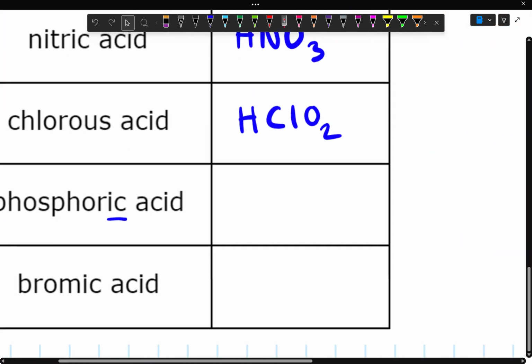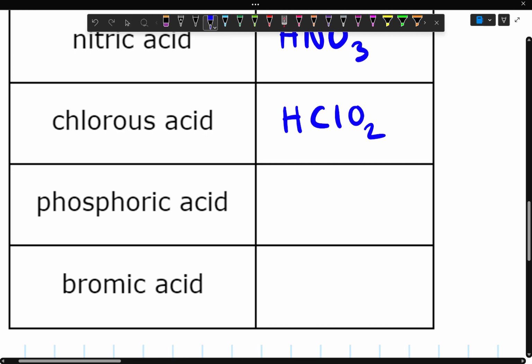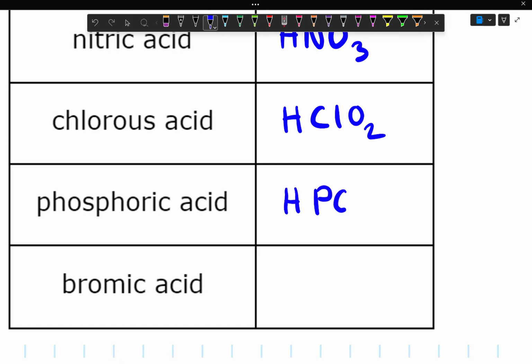So, going by what we've been doing so far, we write our H and then PO4. Now what about our charges? Well, hydrogen has a +1, and phosphate has a -3. So something isn't right here.